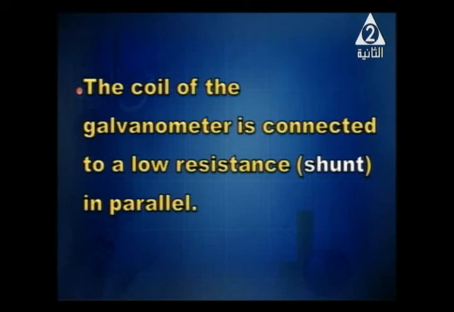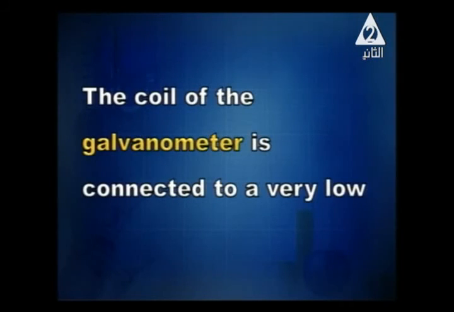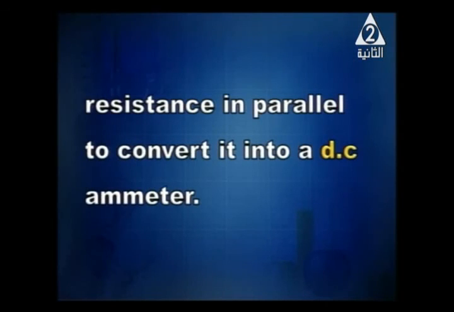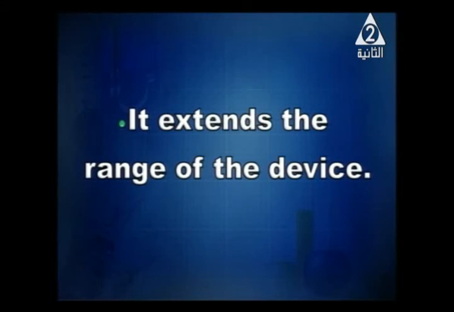Another give reason: the coil of the galvanometer is connected to a low resistance, which we call a shunt, in parallel. What is the function of the shunt? It is to convert the galvanometer into a DC ammeter. It extends the range of the device, and this means it enables the device to measure higher current intensities.